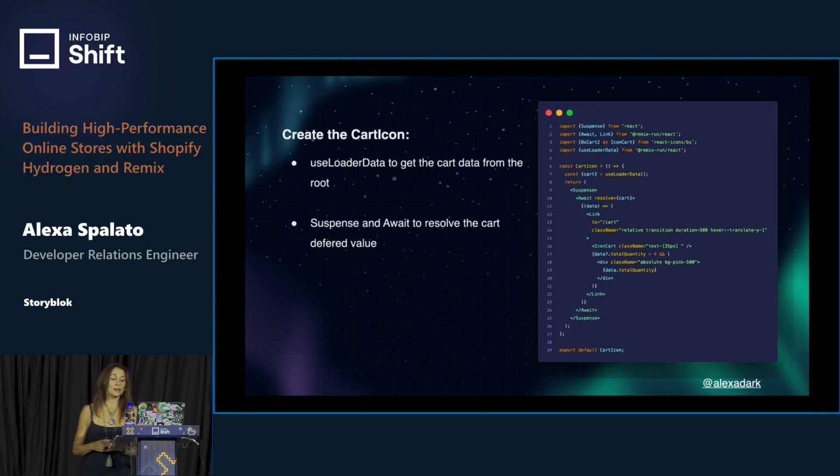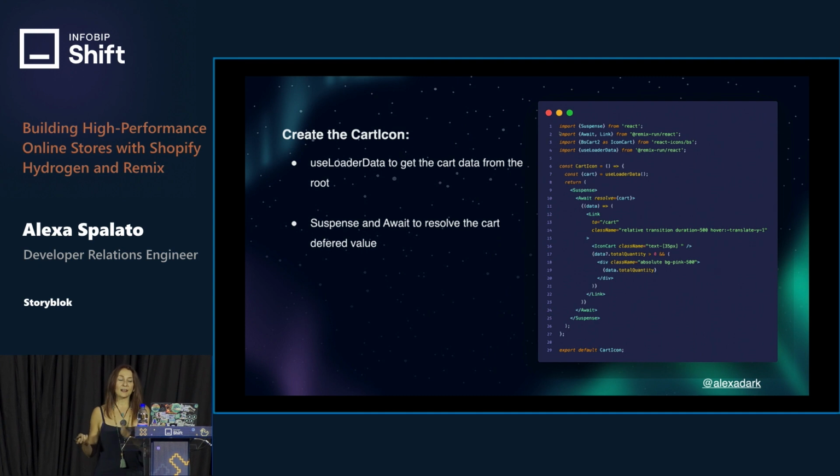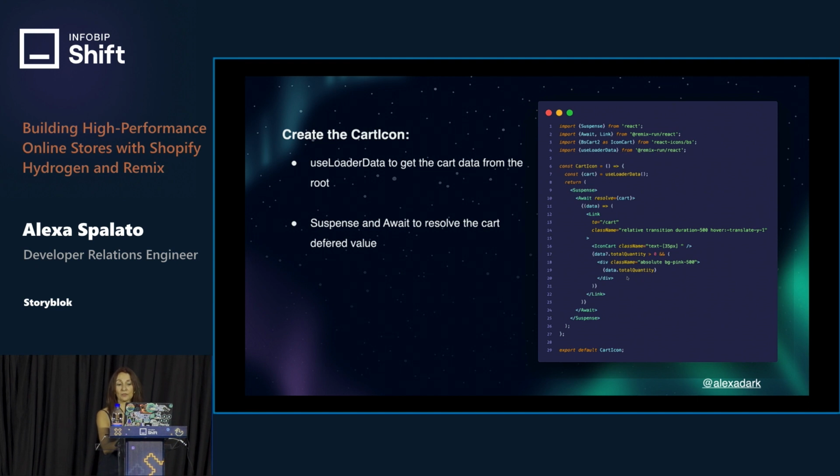So here we create the cart icon, and as the cart icon is a child of the root file, we can get the data by using useLoaderData at the component level. So we get the cart data, and then we use Await along with Suspense, and here we resolve our cart promise, and from this data we get the quantity, and we can display the number of items in our cart.